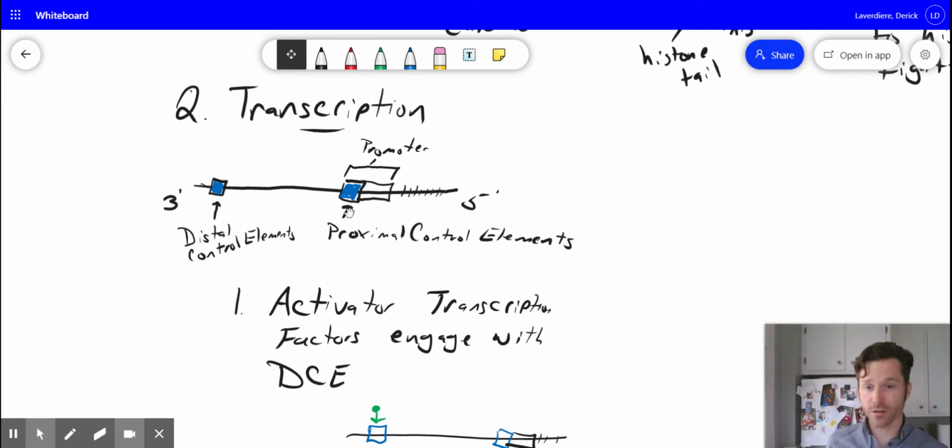Part of the promoter is the proximal control elements. Way upstream, we also have the distal control elements. So distal control elements, proximal control elements. And then in between the two, there's a long strand of non-coding DNA. Just inert, chilling out DNA, not coding for anything.